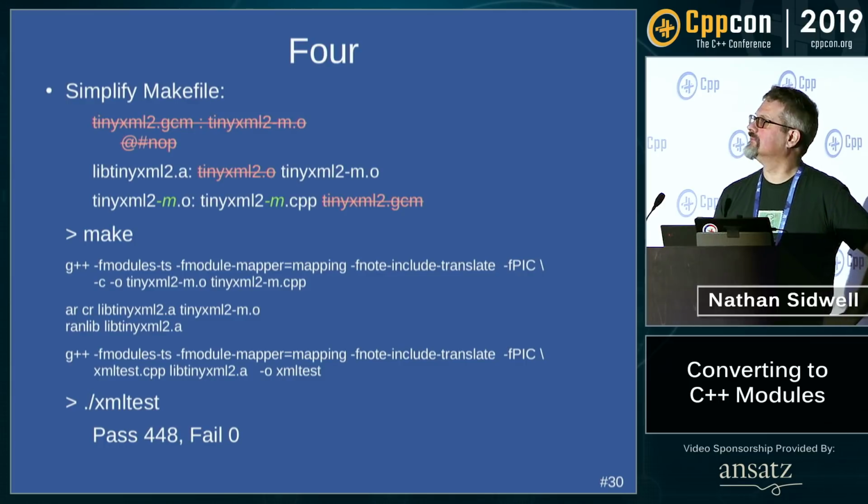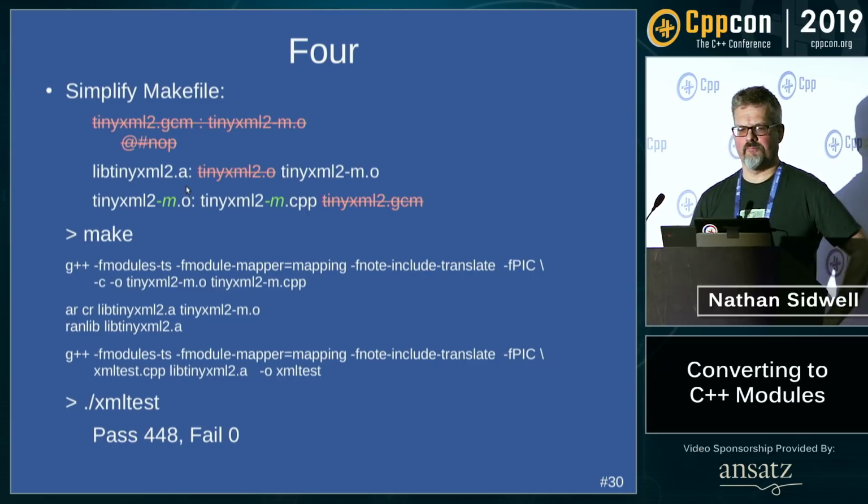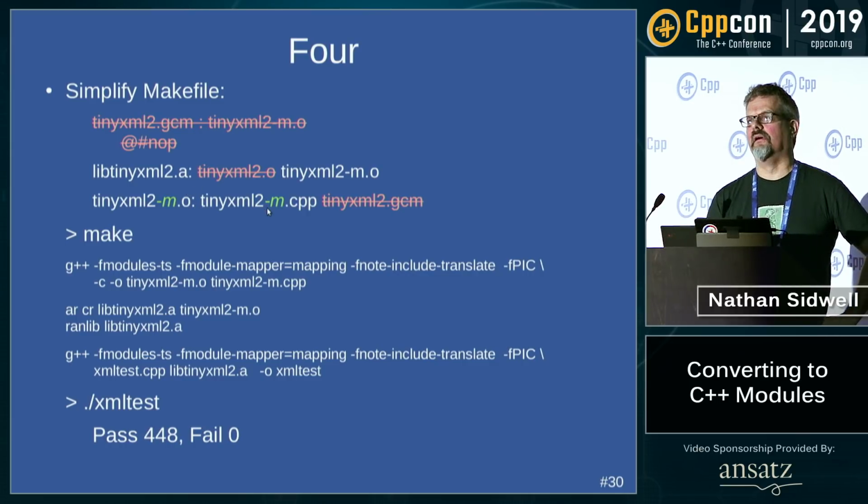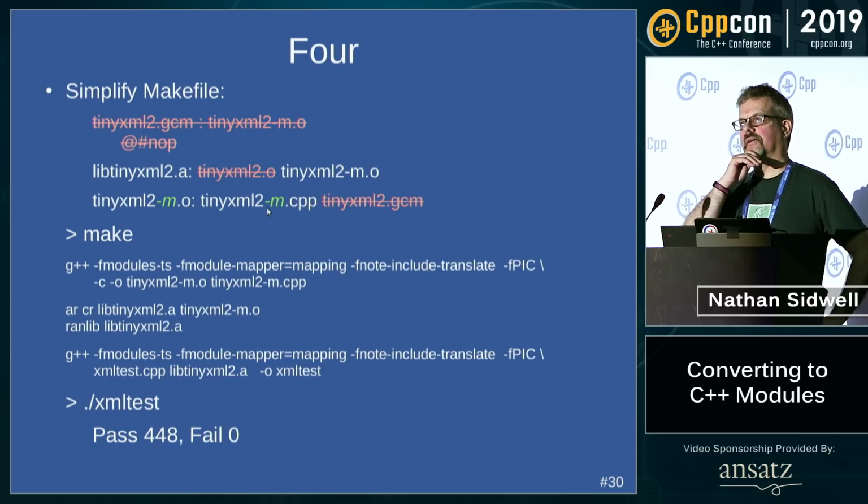So what does the dependency line look like for the final library, or for the final test file? The test file depends on the library. It has a dependency on the .a, which implicitly has a dependency on the .o, which has an unstated dependency on the GCM. I've done a bit of sleight of hand there in this particular case.